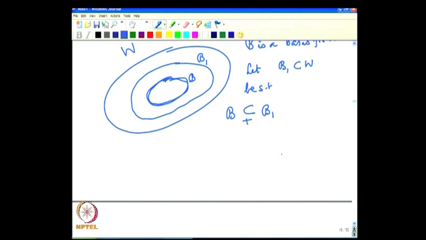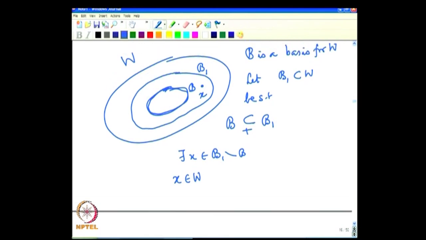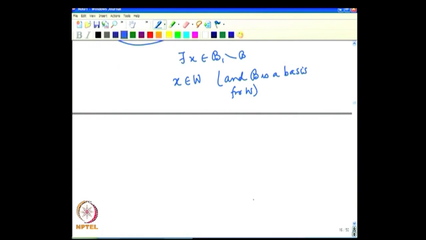Now, B is a proper subset of B 1, and therefore, there must be a vector x in B 1 which is not in B. So, there exists an x which is in B 1 but not in B. Let us call that vector x. Now, since x is in B 1 and B 1 is a part of W, we have x belongs to W. We have started with a basis B for W. Now, B is a basis for W, it has two properties. One, it is linearly independent, the other one is that it spans W. First we shall exploit the property that it spans W. That means any vector in W is a linear combination of B vectors.